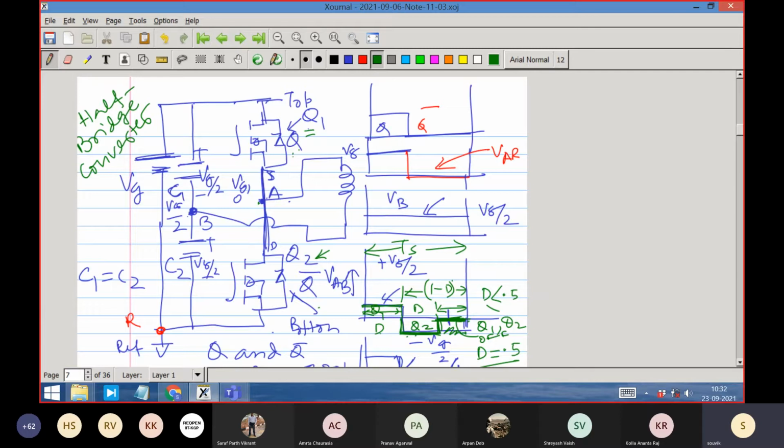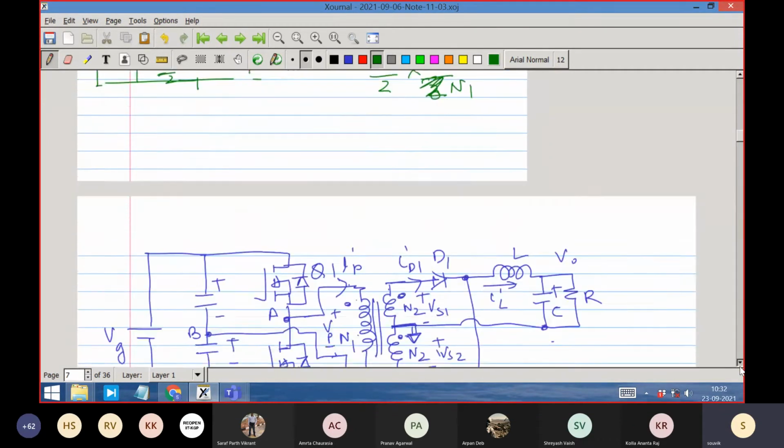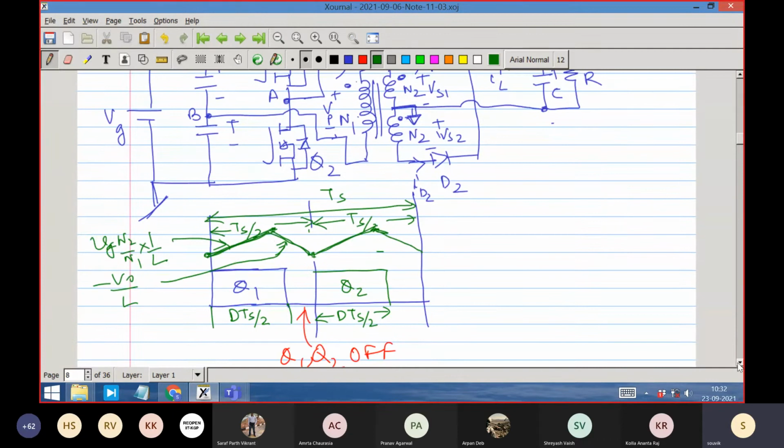Otherwise, duty ratio variation was not possible, and it would have only worked with duty ratio equal to 0.5, because I have to do volt-second balance, and the voltage levels are either plus Vg/2 or minus Vg/2. We don't have varying voltage levels. So we are compelled to operate in this way. That's why I have to name them Q1 and Q2 and not make their switching signals complementary. You see that when Q1 is on, Q2 is off, but in this zone, both of them are off. This zone, both of them are off.